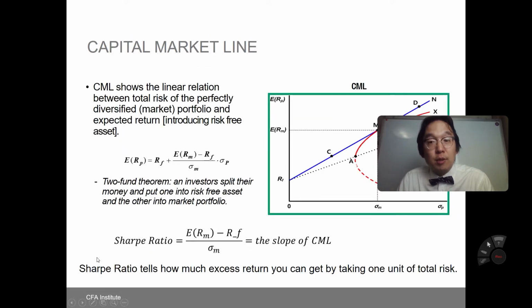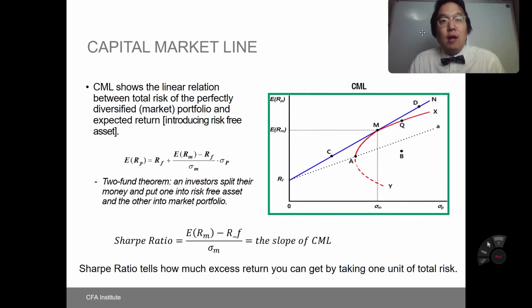Now, the capital market line, CML. I'm going to test you on the CML in the exam. And later on, you will see the SML, but the CML is a nice contrast, so I'm going to ask you there. The CML shows the linear relation between the total risk of the perfectly diversified portfolio and the expected return. We're introducing the risk-free asset, and the formula looks like this.